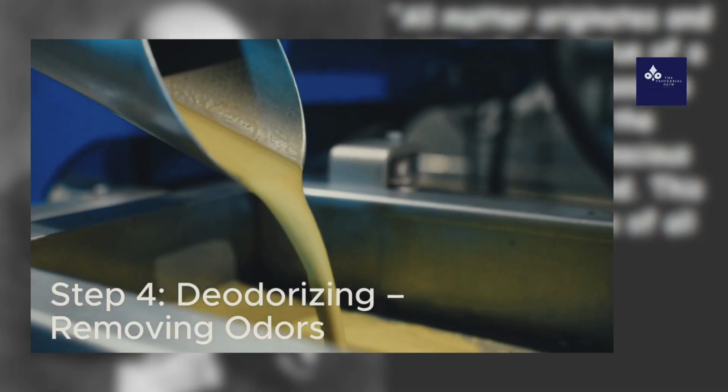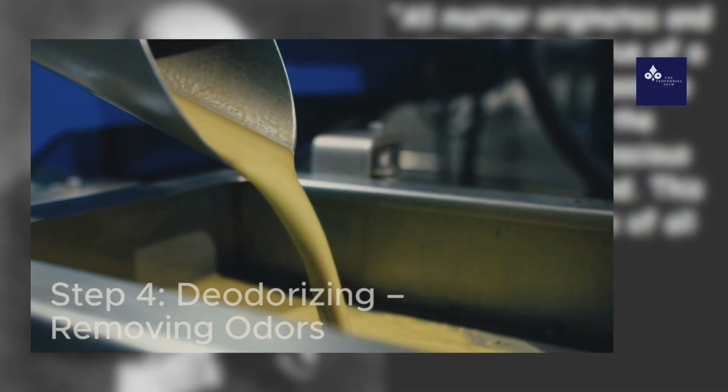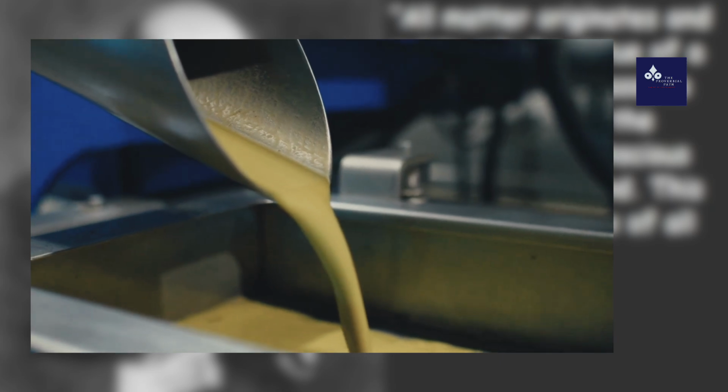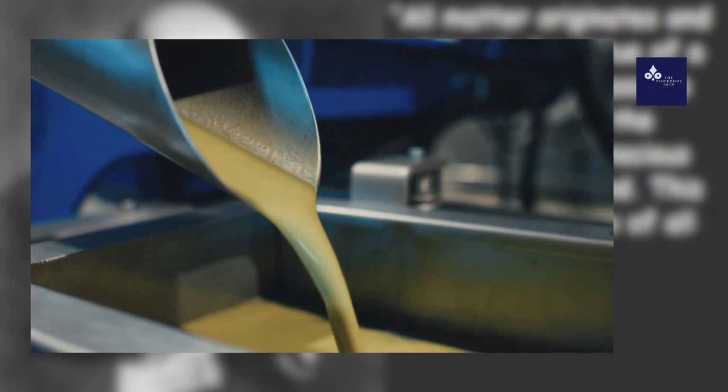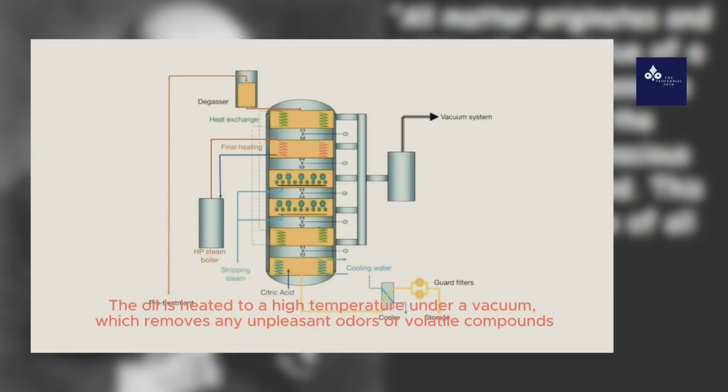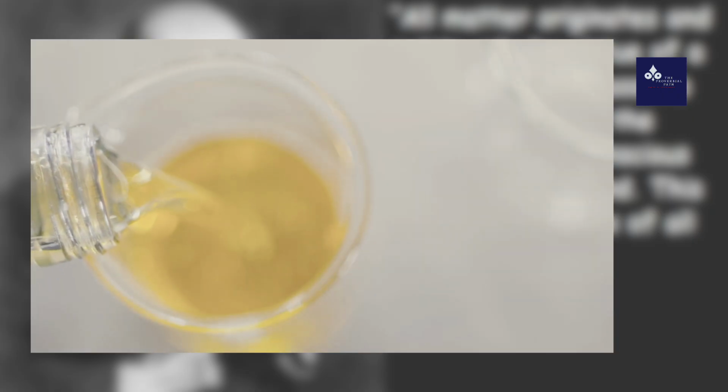Step 4. Deodorizing, removing odors. If you've ever smelled raw vegetable oil, you'll know it's not exactly appetizing. That's why many oils go through a deodorizing step. The oil is heated to a high temperature under a vacuum, which removes any unpleasant odors or volatile compounds. The result is a light, odorless oil that won't overpower your food.